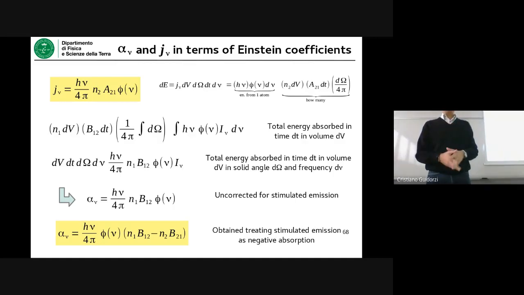So adding this term, this shows finally this emission, it's alpha nu. So the absorption coefficient now is full, it takes into account in a complete way both contributions. So absorption in a general sense. So it can also be negative, as we will see in a moment.